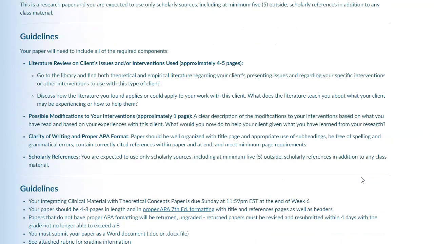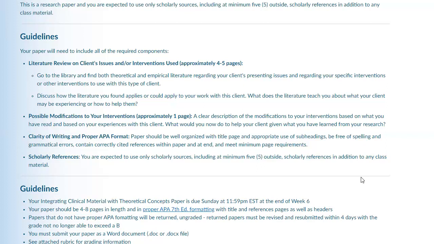So here you'll see the guidelines. The literature review should be the longest part of this paper. This is going to be the most detailed portion. Your modifications to interventions can be about 1 page. You don't have to go through totally new interventions. Most of you will likely be still using a lot of the interventions that you identified in the developmental assessment paper, but just providing some modifications based on the research.